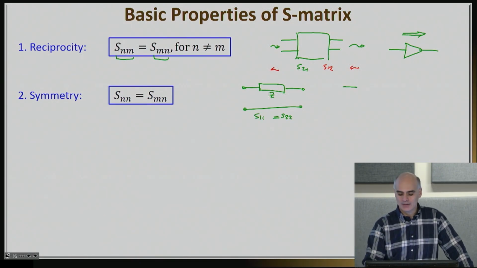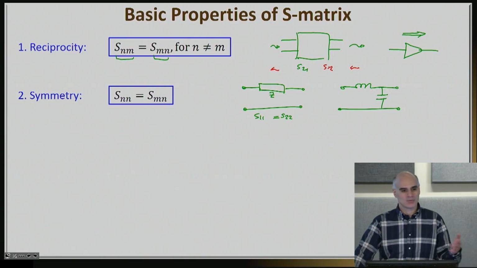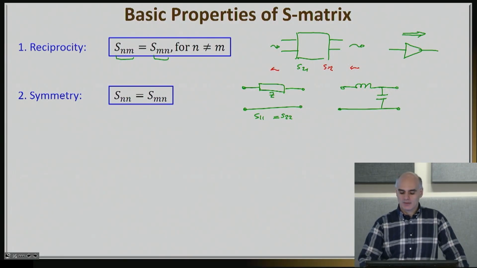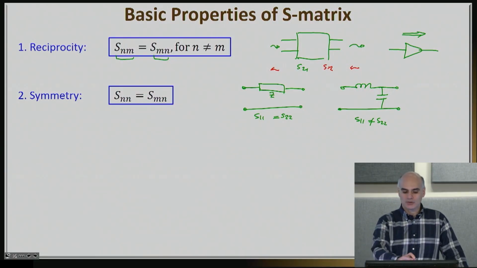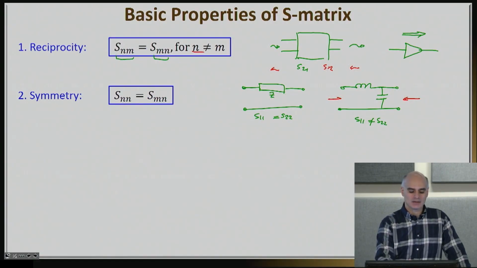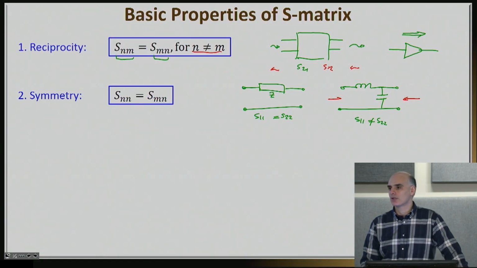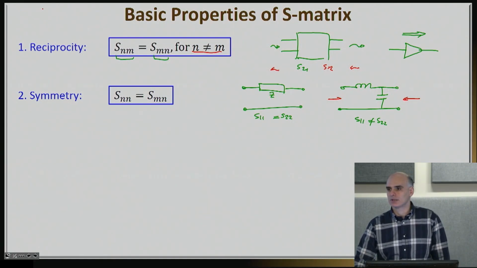On the other hand, this network here is not symmetric. It's actually reciprocal, clearly, and so that means that S12 will be equal to S21, but here S11 won't be equal to S22, because the network does not look the same if you look at it this way or if you look at it this way. So be careful. That's why the N different than M condition is placed there, because not all reciprocal networks are actually symmetric.